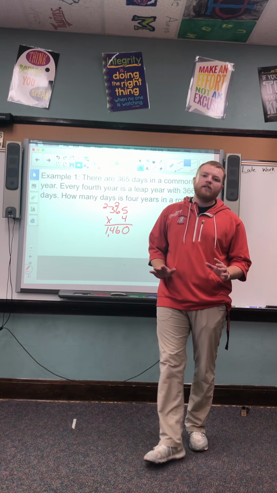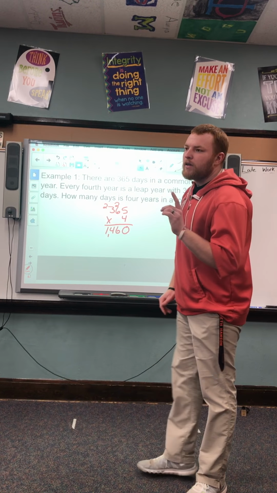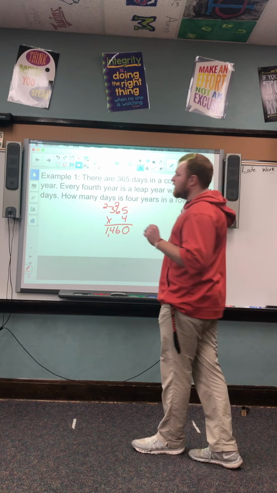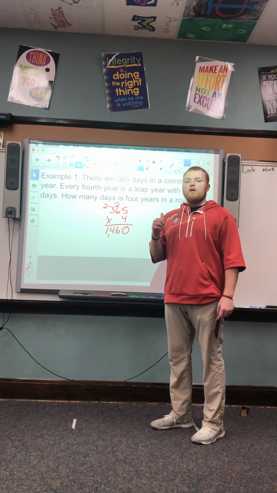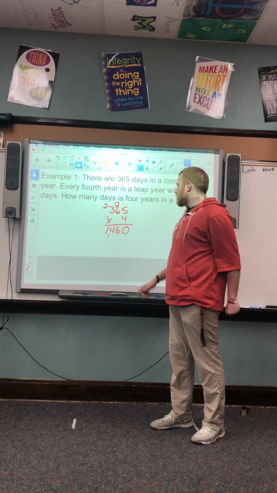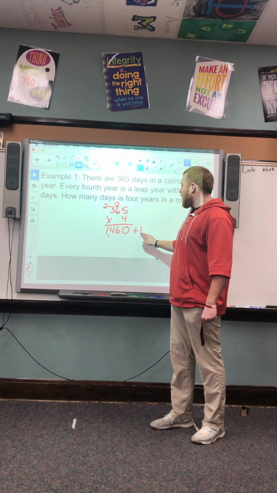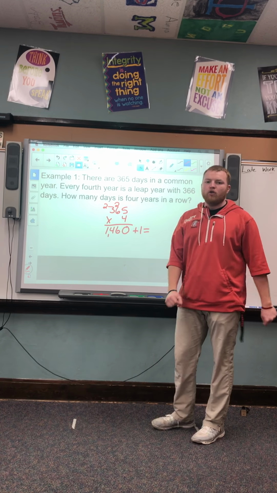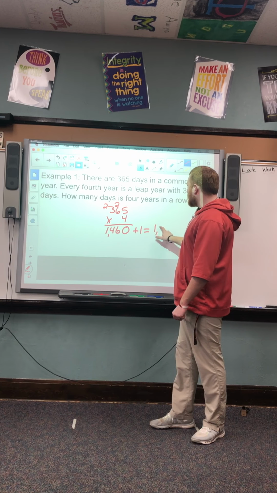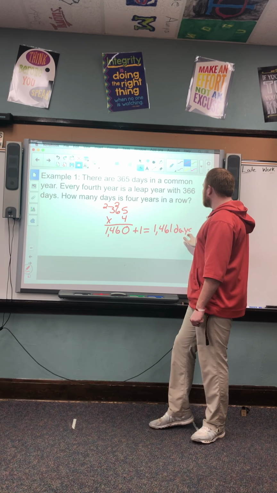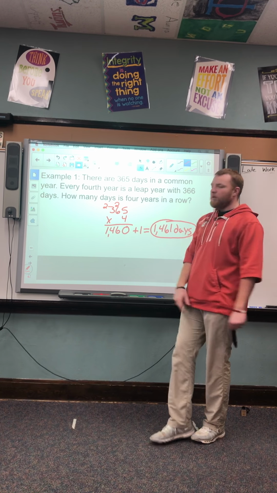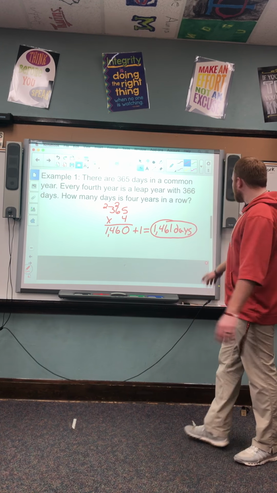Now that's not our answer, because remember, in a leap year there are 366 days. So how many more days are in a leap year? 1, and that's every 4 years. So we add 1 to 1,460, and we get 1,461. Don't forget your label, days would be our answer. All right?